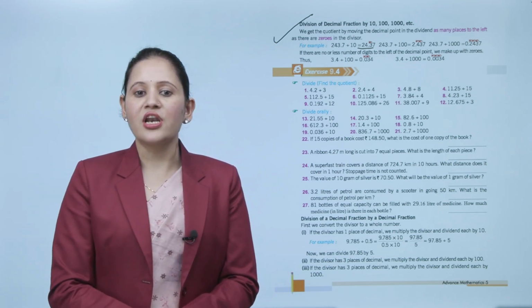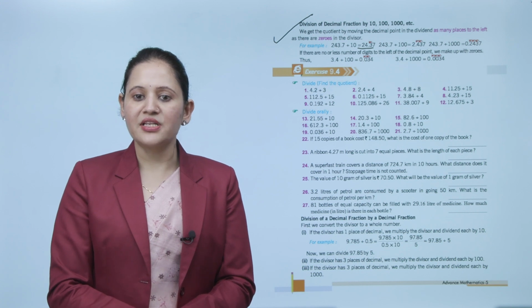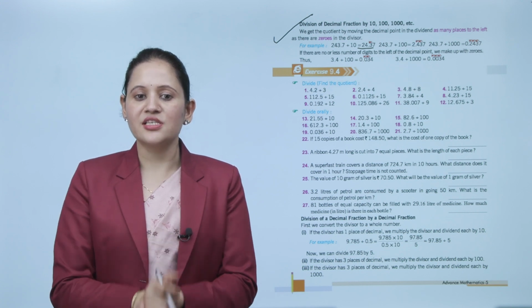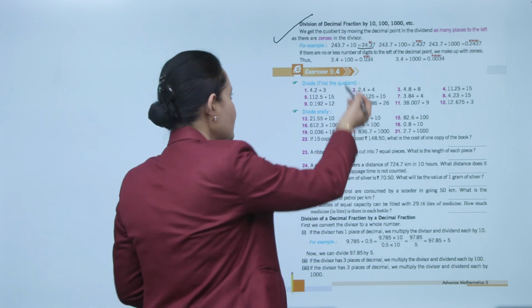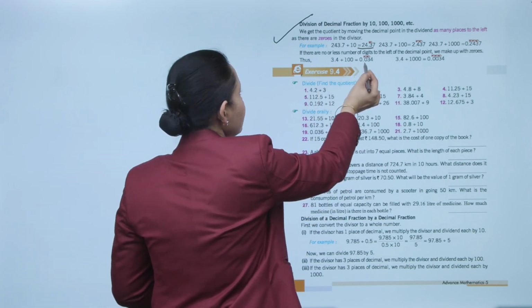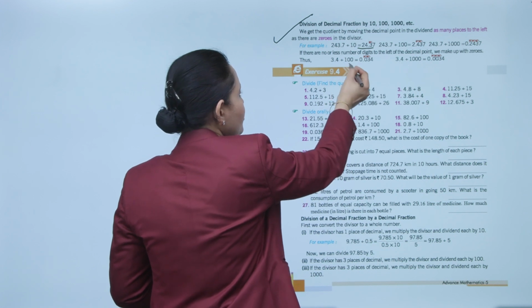If there are no or fewer digits to the left of the decimal point, we make up with zeros. Thus 3.1 divided by 100 is equal to 0.031 because there are 2 zeros.